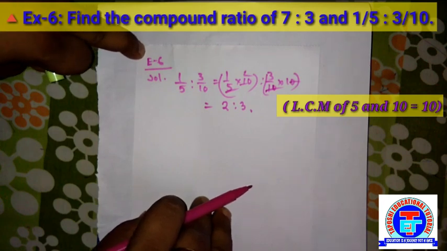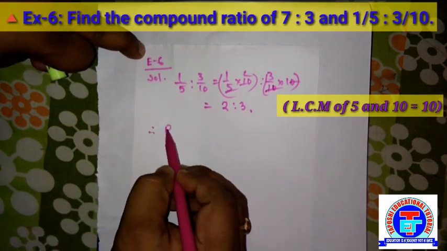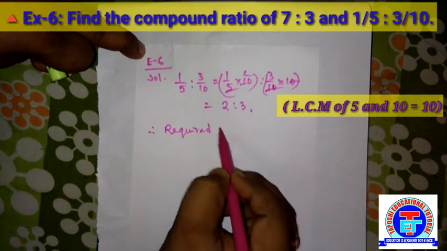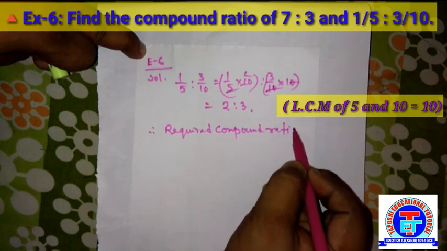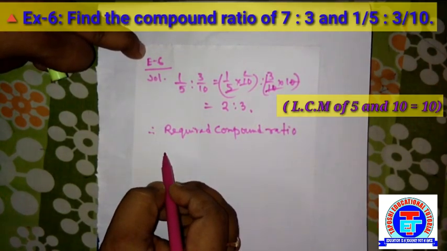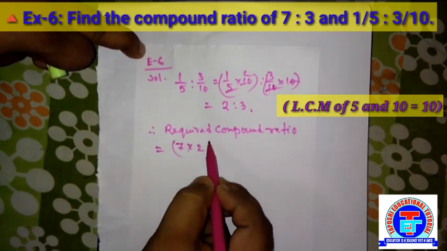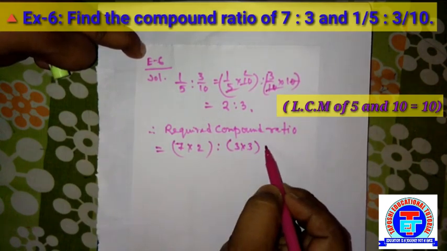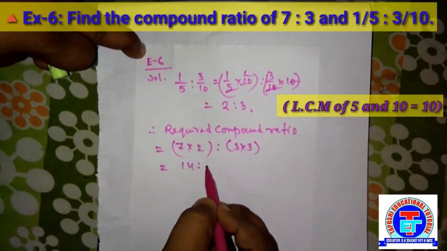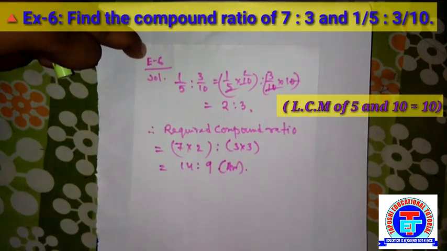So therefore the required compound ratio here we write is equal to 7 into 2, right, is to 3 into 3, correct? So that means 14 is to 9. This is the answer. I hope students, you clearly understood this one.